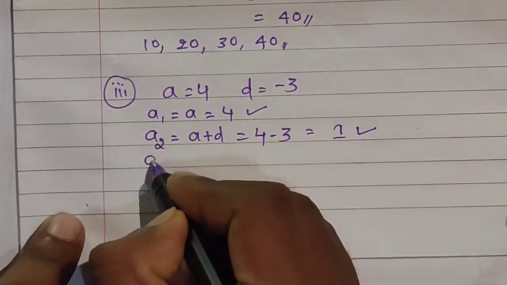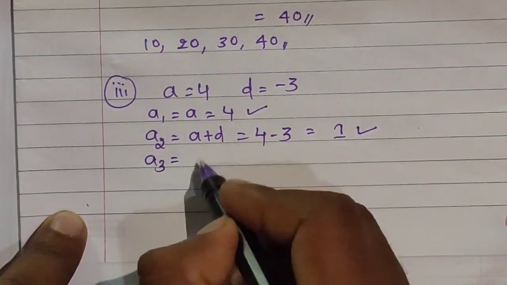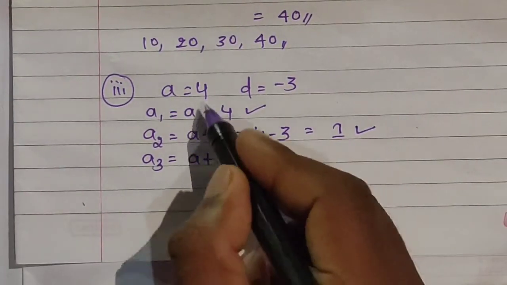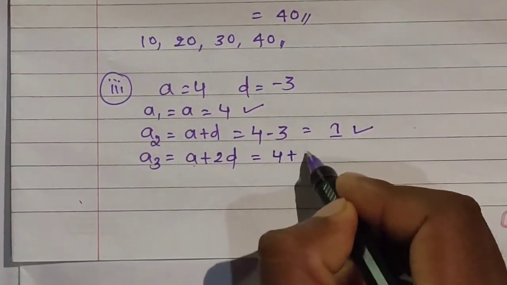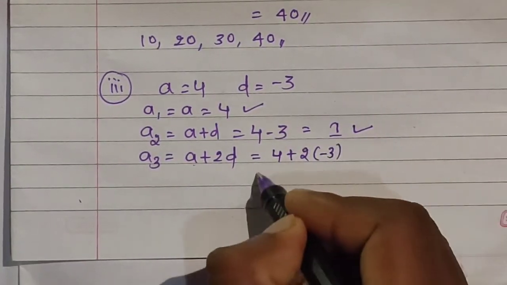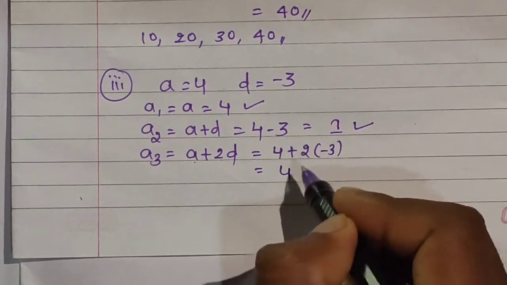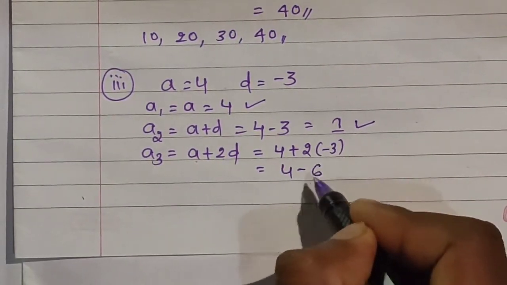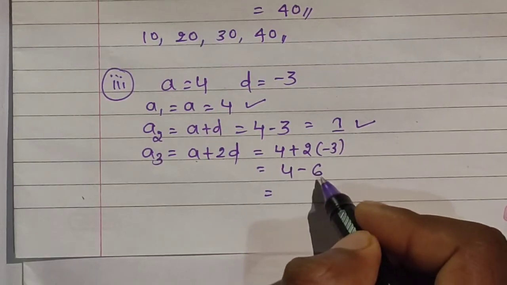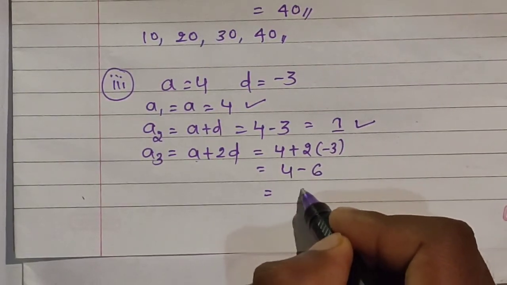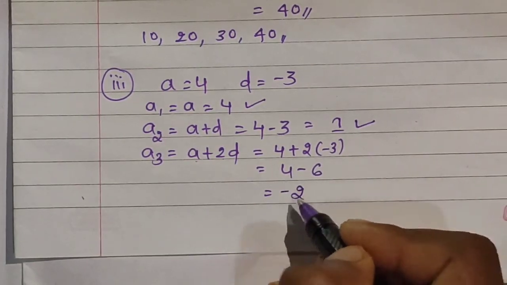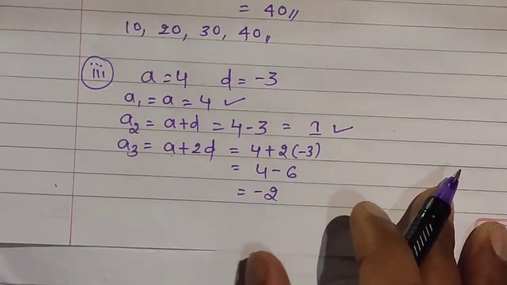I will calculate the third term A3. Formula is A plus 2D. I will substitute the values. A value they gave 4 plus 2 times D value they gave minus 3. I will solve this one. 4 plus, plus into minus is minus, 2 3s are 6. One positive number, one negative number means subtraction. Subtraction of 4 and 6, answer is 2. Bigger number is 6, it has minus, so it means minus 2. It is the third term.